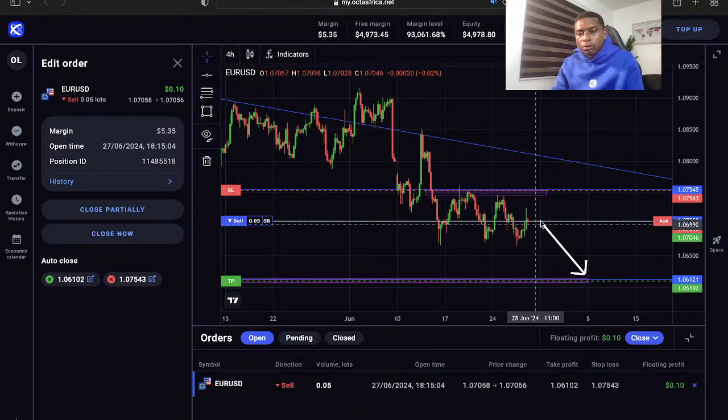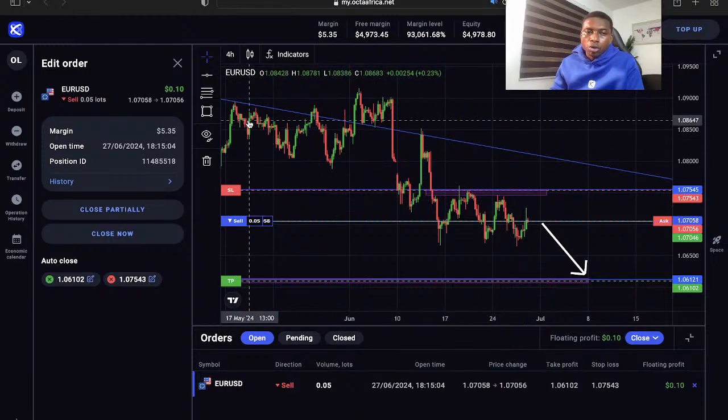So now we've seen that we're now shorting Euro USD.